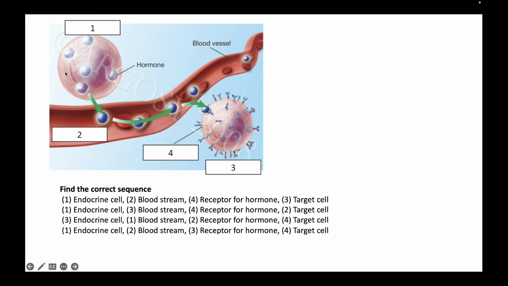Here this is the picture that is showing us how the hormone is released. So this is an endocrine cell, and these are the hormones inside it. These hormones are being released into the bloodstream. Then the hormones via the blood reach the target cells, which have the receptor for the hormones. This is the bloodstream, and from the bloodstream it goes to the target cell. Here the third one is the target cell, and the fourth one is our receptor for the hormones.